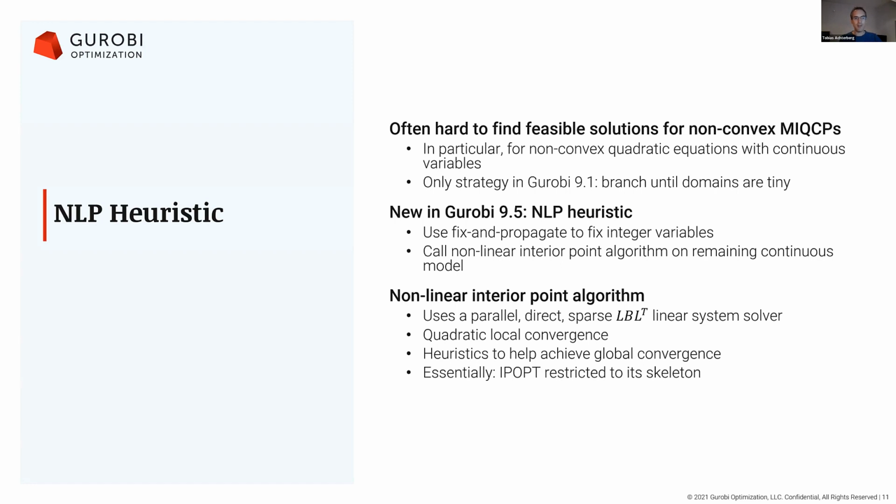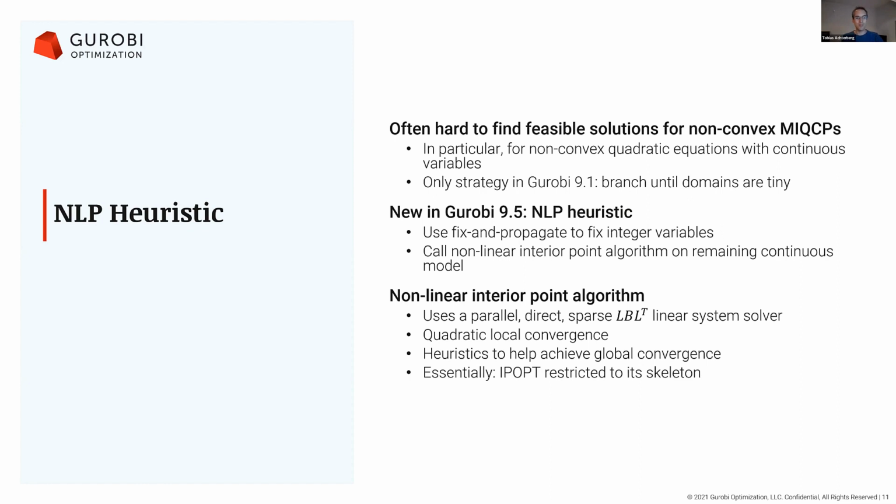So with Gurobi 9.5, we have added this NLP heuristic that is based on a nonlinear interior point algorithm. So what is this doing? First, of course, it needs to treat the integer variables, so it will just apply a relatively simple fix-and-propagate scheme to fix all the integer variables to some values. And then the remaining problem is a purely continuous problem, of course, typically still non-convex. And then for that continuous problem, we call our new nonlinear interior point algorithm, and that will then find, hopefully, a feasible local optimum. So it is not able to find a global optimum. For that, you need branching, but it is hopefully able to find a feasible point.